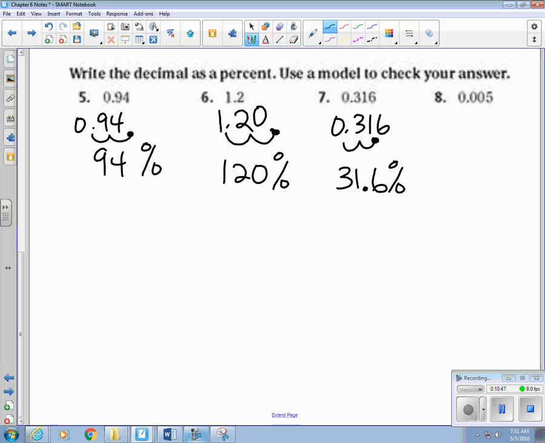And number 8, 0.005. All right, so I'm going to move my decimal point 2 places to the right and rewrite it there. Now again, there are 3 zeros to the left of my new decimal point. I don't need all 3 of them. I only need 1 to be in front of this decimal point. So I'm just going to keep the 1. I need the 0.5 in my answer. And then I'm going to add a percent symbol to finish out the problem.